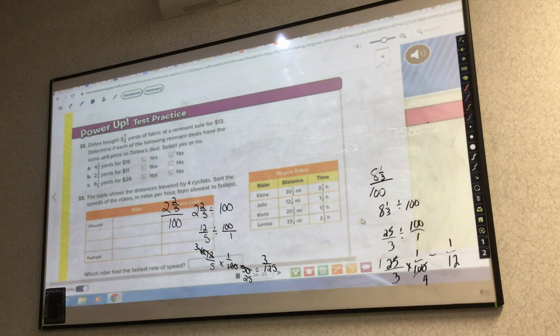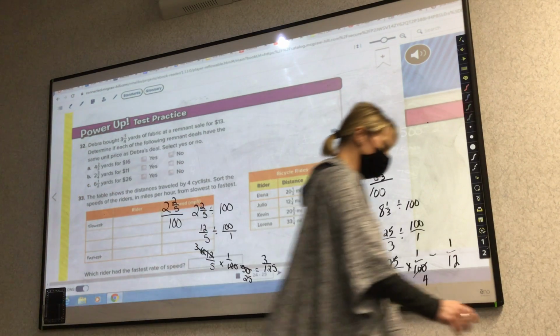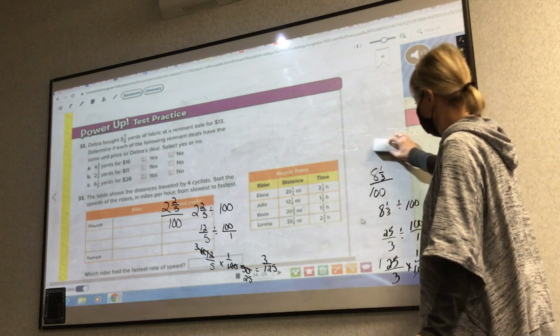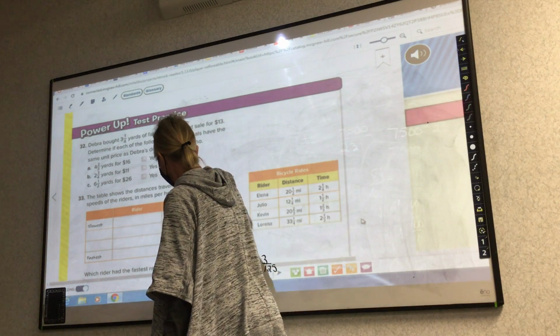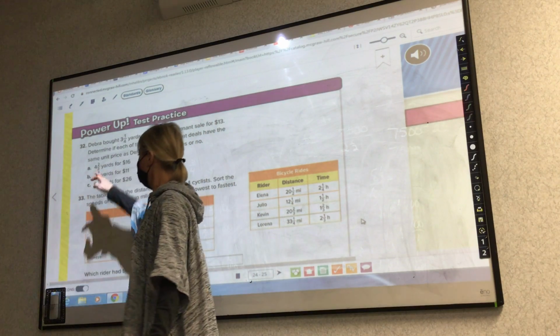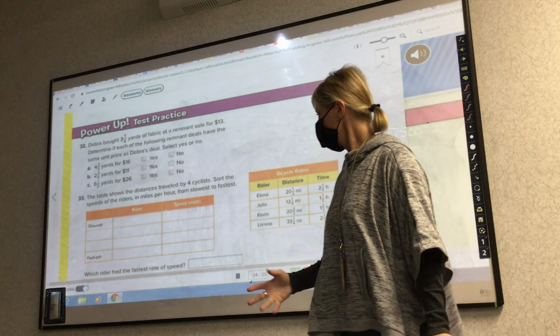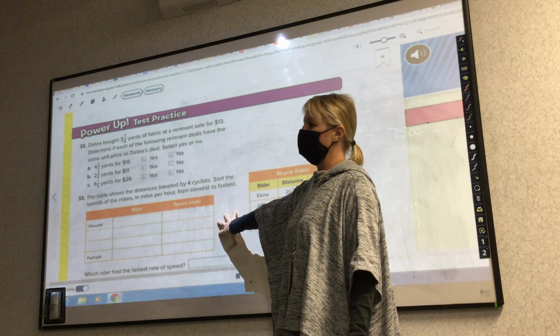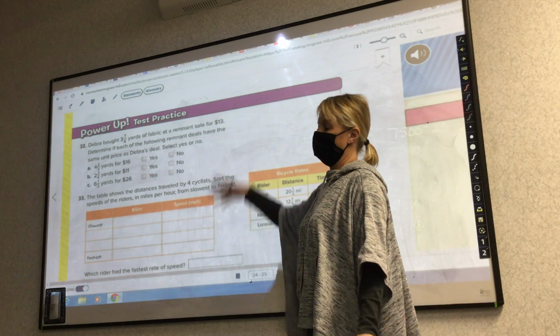Number 32 had a lot of work to do. You had to do a whole lot of work in order to get this one right. You can't just guess. I need to see the work, and that's one of the reasons why I didn't have you do 33, because 32 is going to take, you actually have to do 1, 2, 3, 4 problems in order to solve it. I use blue.